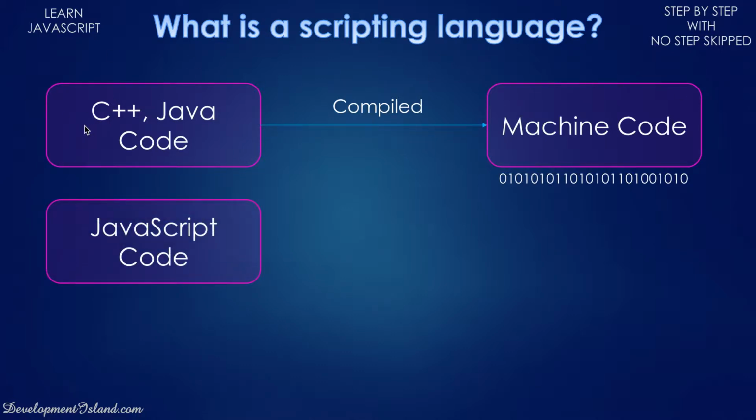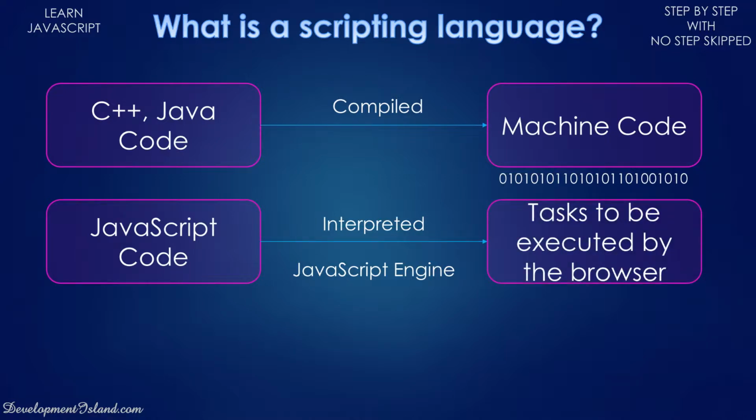Now if you pick JavaScript, normally JavaScript doesn't need to be compiled. That's why we call it a scripting language. So the JavaScript engine is going to interpret the JavaScript code into tasks to be executed straight away by the browser. So we don't have to compile the language into machine code or anything like that. We can straight away just interpret the code into macro tasks.